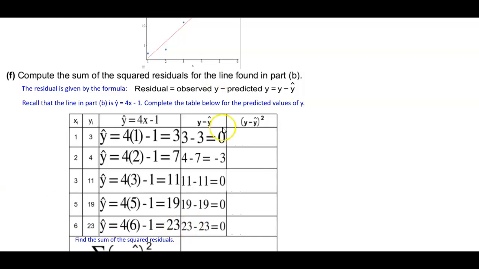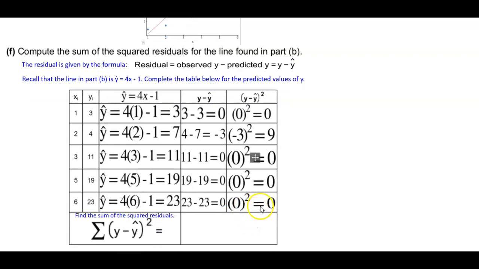Okay. Now that we have these values, now we need to square that. So we're going to take 0 and then square it, which gives us 0. We took this 0 here. Okay. Likewise, we're going to take negative 3 and square it to give us positive 9. Again, we're going to take 0, square it to give us 0. We're going to take 0 again and square it to give us 0. And we're going to take 0 again, square it to give us another 0.